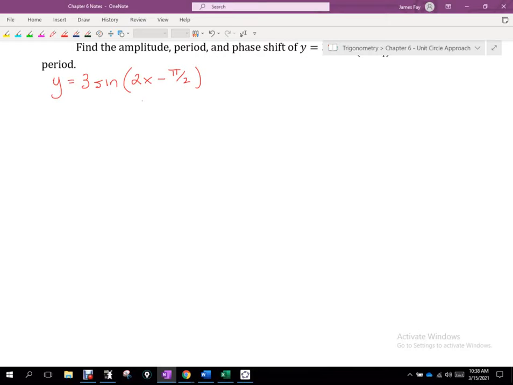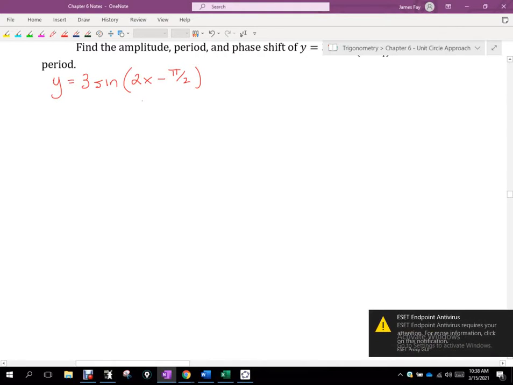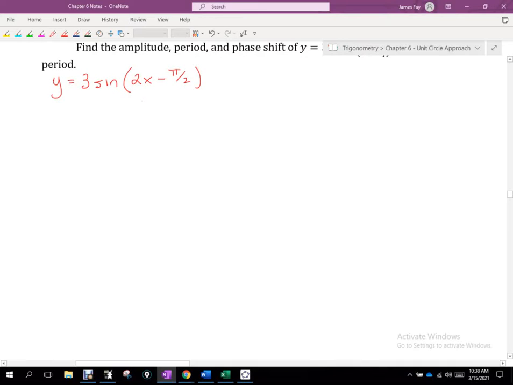Does anybody remember what that subtraction in the argument is going to do? In this case, because it's minus, it's going to move it to the right. What would your guess be at what the distance that it's going to move is? Most people are going to guess that it's pi over 2. But that is actually incorrect, because there's a factor of 2 here.